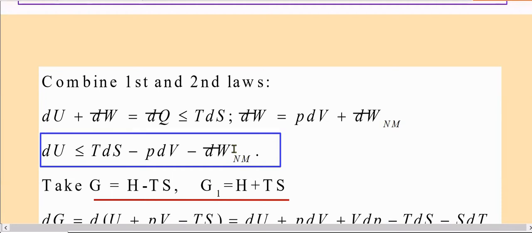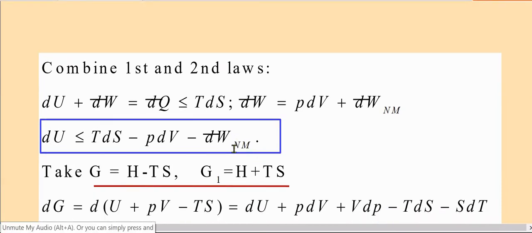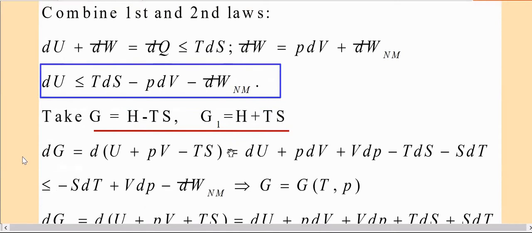Okay. So now I take two functions. One is G, which is normal G, the Gibbs potential. The other is G1, which has a H plus TS. Okay. So here it is a standard definition. It's a non-standard definition. G1 is also a state function, but as we shall see, it is a sort of a useless state function.